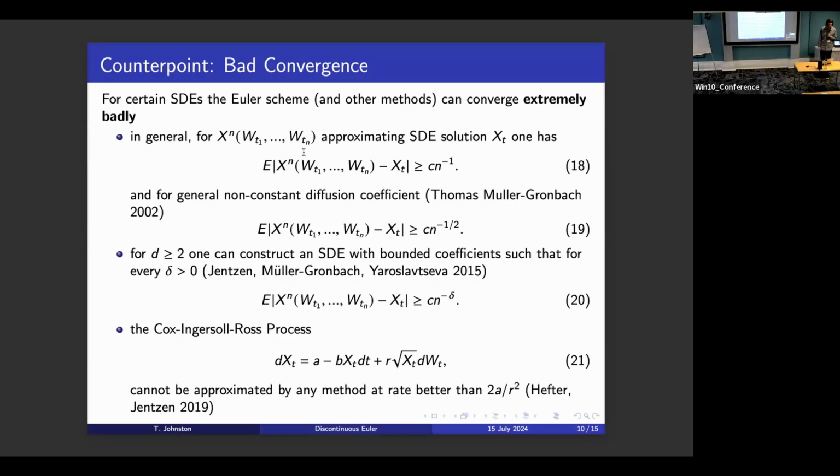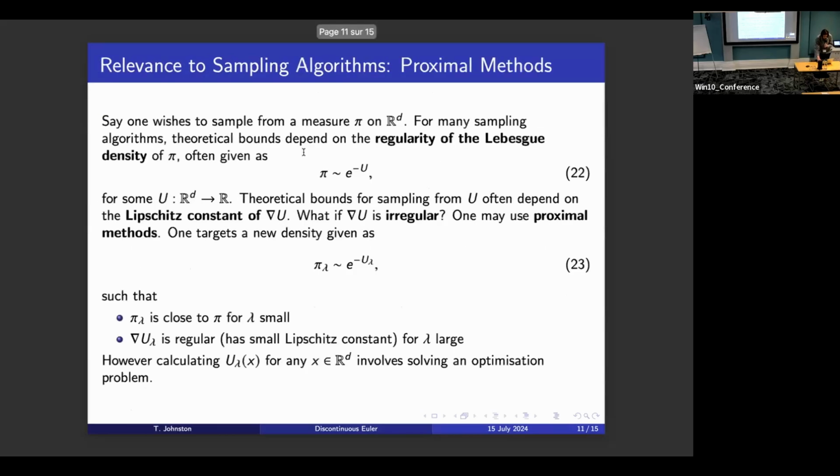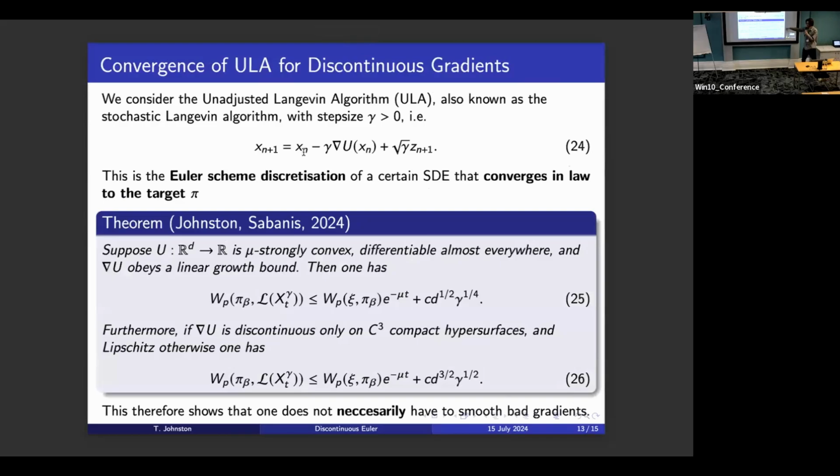So in your theorem, you assume strong convexity and this linear growth. Can this be relaxed or dropped? The strong convexity or the linear growth? Both assumptions. So I think linear growth could definitely be weakened to polynomial growth. And then with taming, I think that everything would probably be fine. The strong convexity, for the first result, this is actually just a very, very simple calculation.